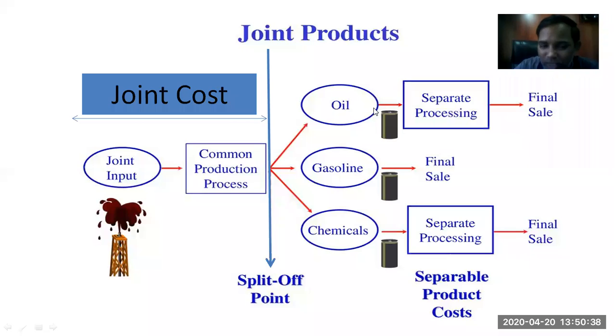So I hope this is clear: what is joint cost, what is split off point, and what is separable cost. Up to this much you need to understand. Generally, whenever you are solving a sum on joint cost allocation, you should focus on this graph. If you are capable of preparing this graph, your sum will get very easy. You just need to put the values from the sum in this graph, and your sum will get solved within minutes.